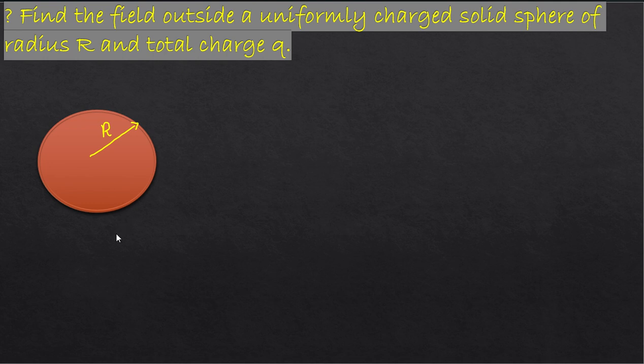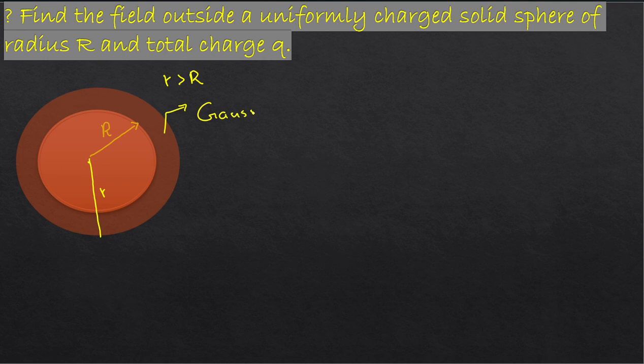In order to do that, we first need a Gaussian surface. So we have to draw a Gaussian surface enclosing this charge. So we introduce another sphere, which encloses this sphere. It has another radius, r, and this r is greater than our capital R. So this encloses the charged sphere, and this is our Gaussian surface.